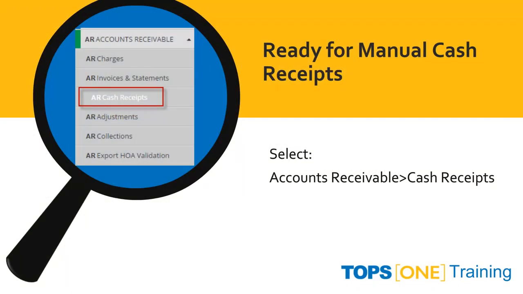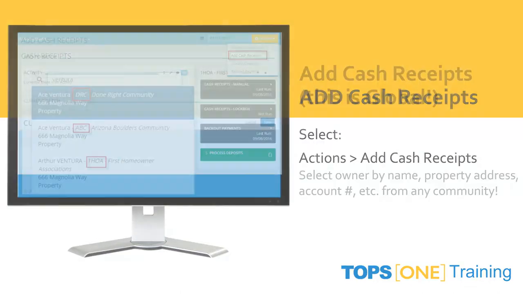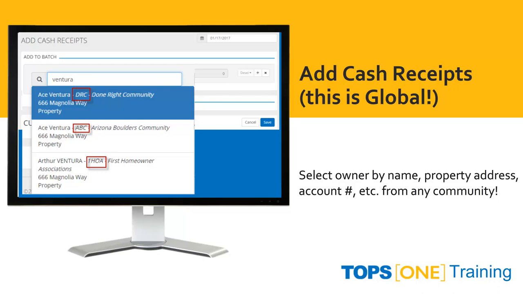When we're ready to post our manual cash receipts, we select Accounts Receivable, Cash Receipts. From the Cash Receipts screen, we can filter to see the activity. Under the Actions button, we can add cash receipts. Adding cash receipts is a global event, selecting owner by name, property, account number, and many other factors.